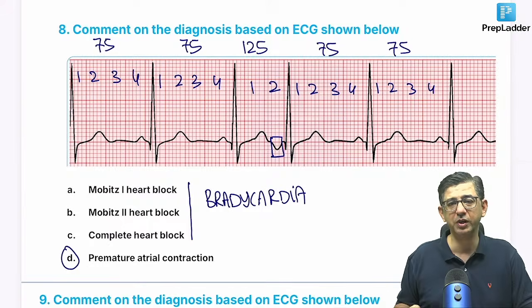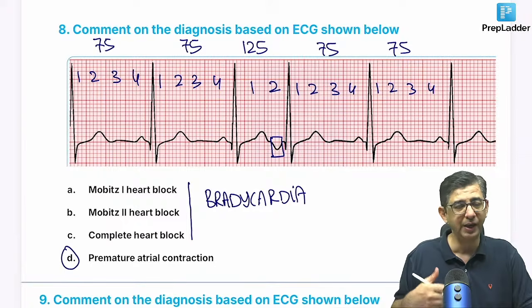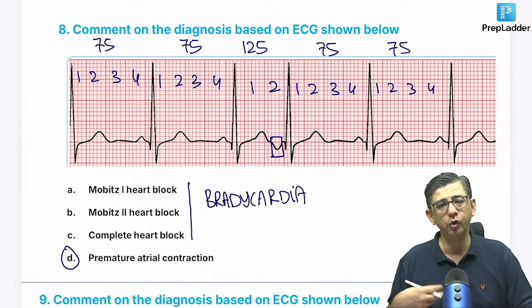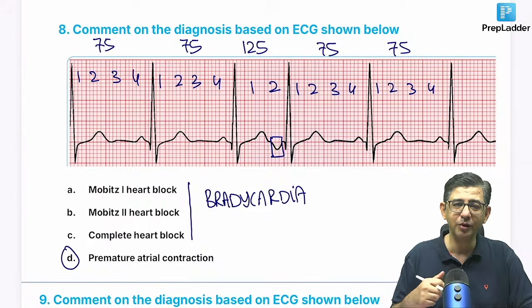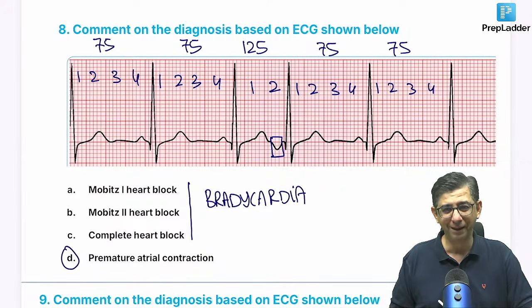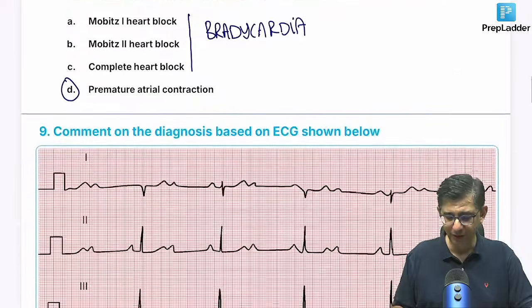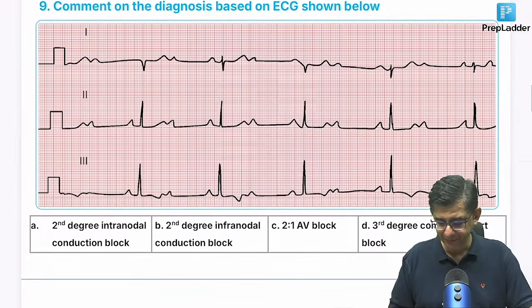So this question is based on exclusion capability. It is not about the fact that you should arrive at premature atrial contraction. It is that you should know that whenever there is a heart block, the ECG should show bradycardia, or maybe tachycardia too, right? So that's the concept to be understood here. Moving to the next one.